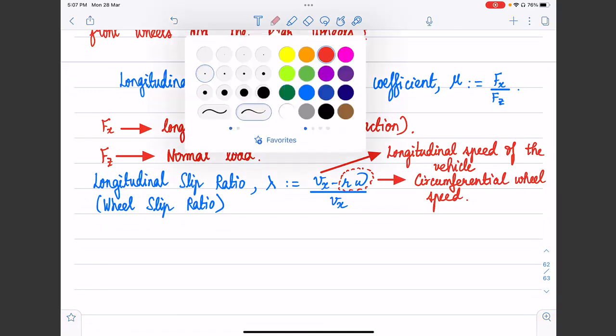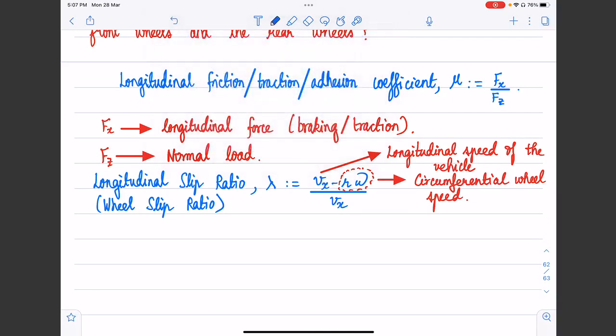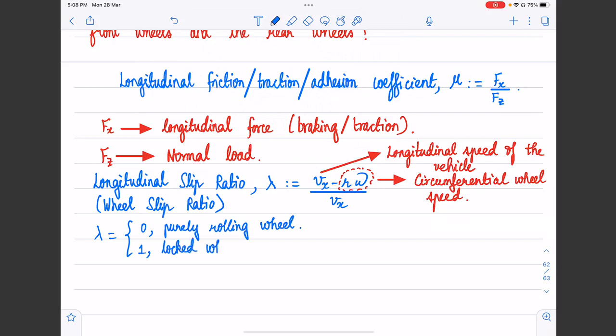Okay, and this parameter lambda during braking once again varies between 0 and 1. So what are these two extreme cases? The value of 0 is taken when we have a purely rolling wheel. When we have a purely rolling motion, Vx becomes equal to R omega and lambda becomes equal to 0. And when lambda becomes equal to 1, we have what is called a locked wheel.